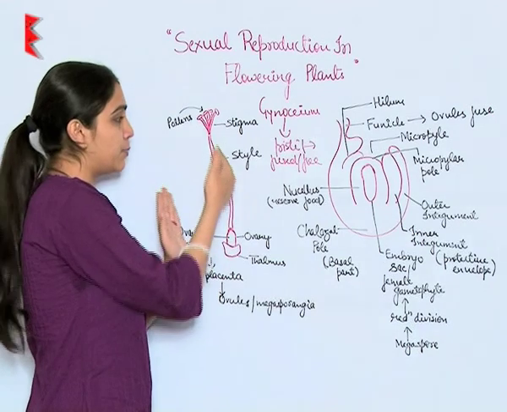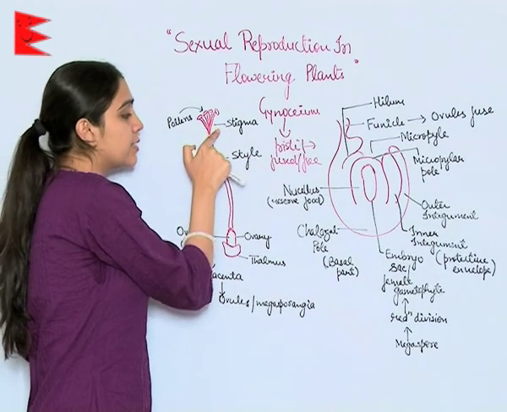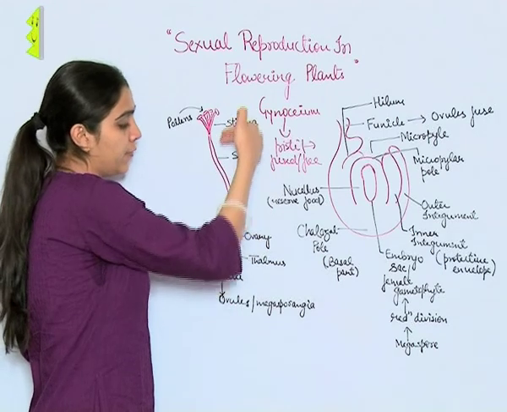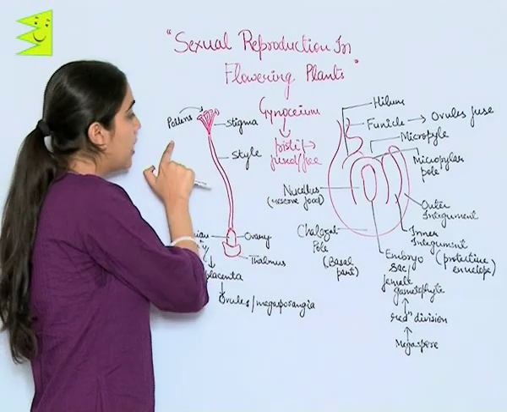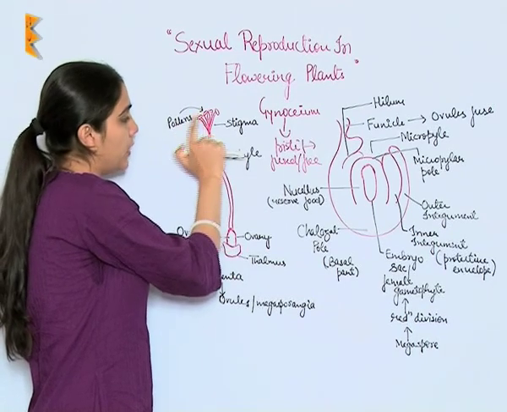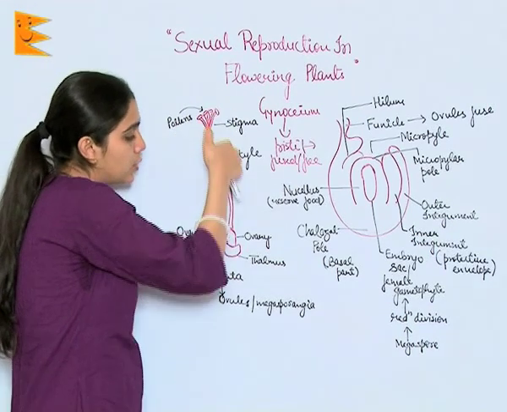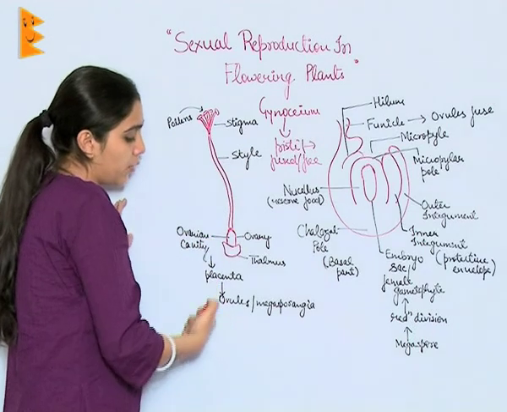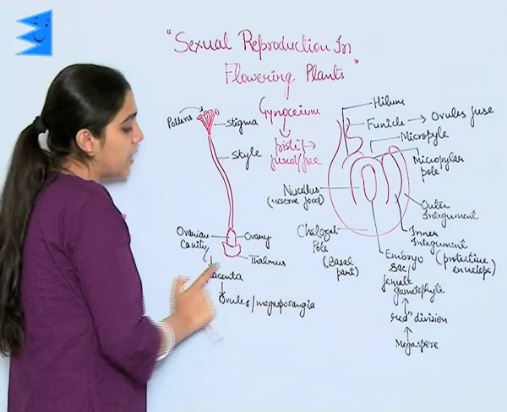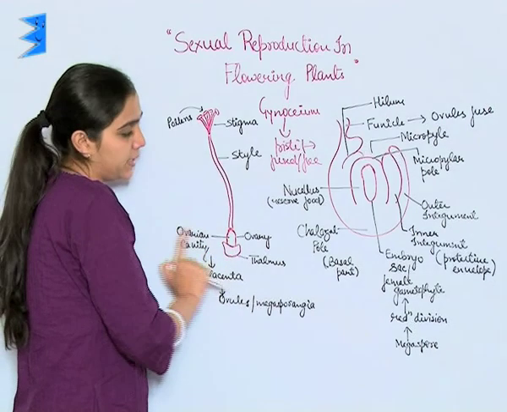So let's brief it. Stigma, style and ovary are the three parts of the female reproductive system. The stigma is the platform on which pollen lands; it runs through the style and reaches the ovary. The ovary consists of ovules or megasporangia attached to the ovary through the placenta.